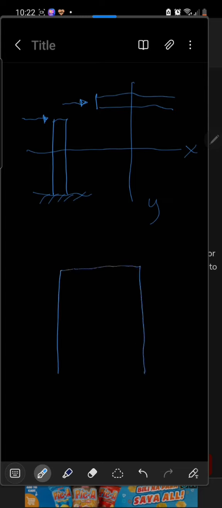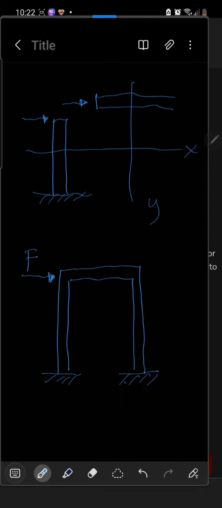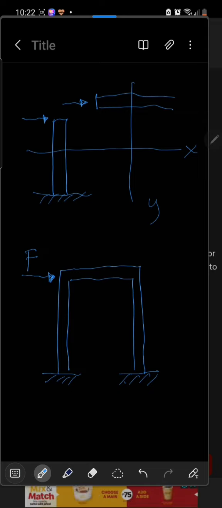Okay, if it is a beam, horizontal still, that is still lateral. So eventually, if you have the combination of beam and column, then you have a frame. So you have a force F which acts on the structure, horizontal force.